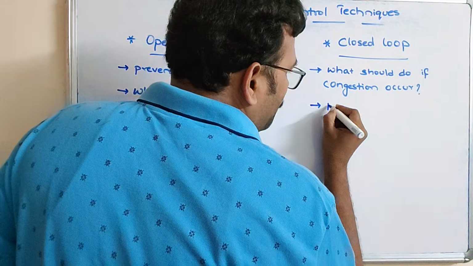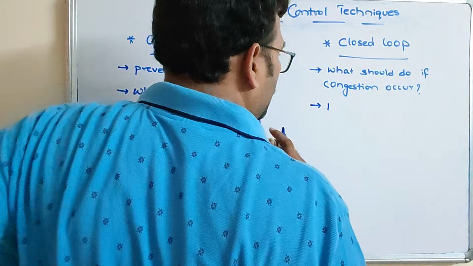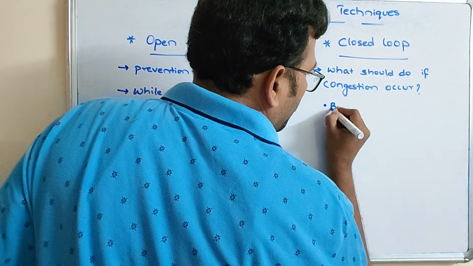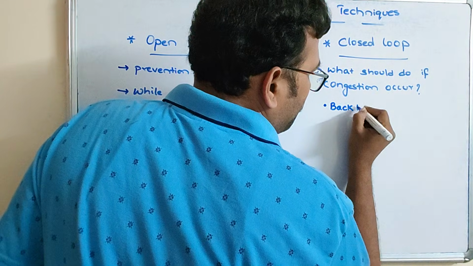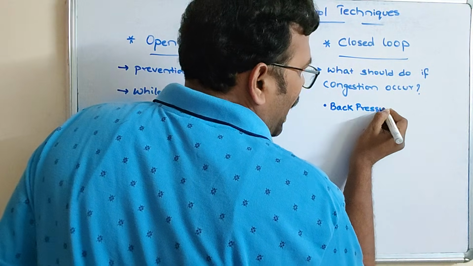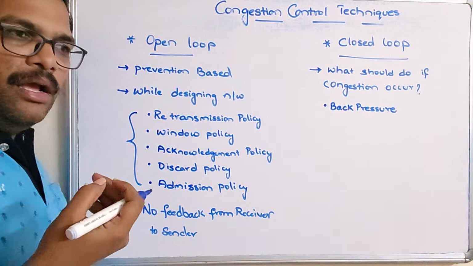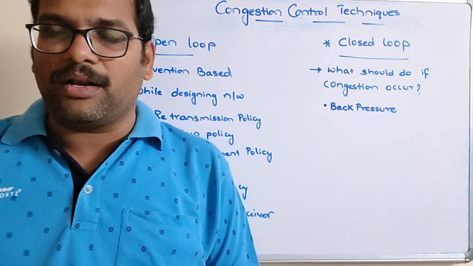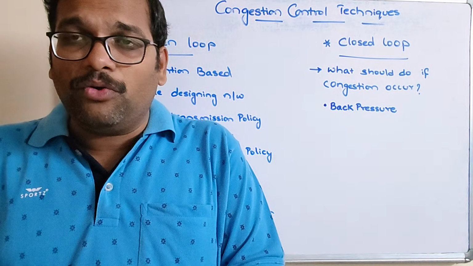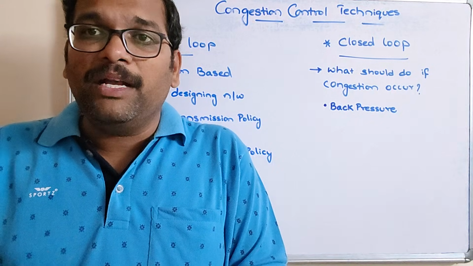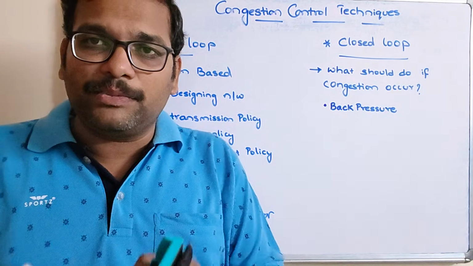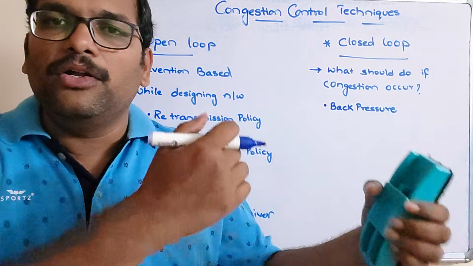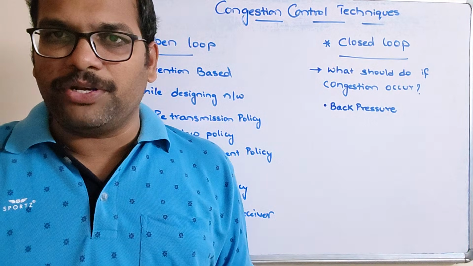The first one is back pressure. Back pressure means one router will be receiving the packets from another router. So if the current router is in congestion, it will automatically send a small signal to the previous router to reduce the transmission rate.